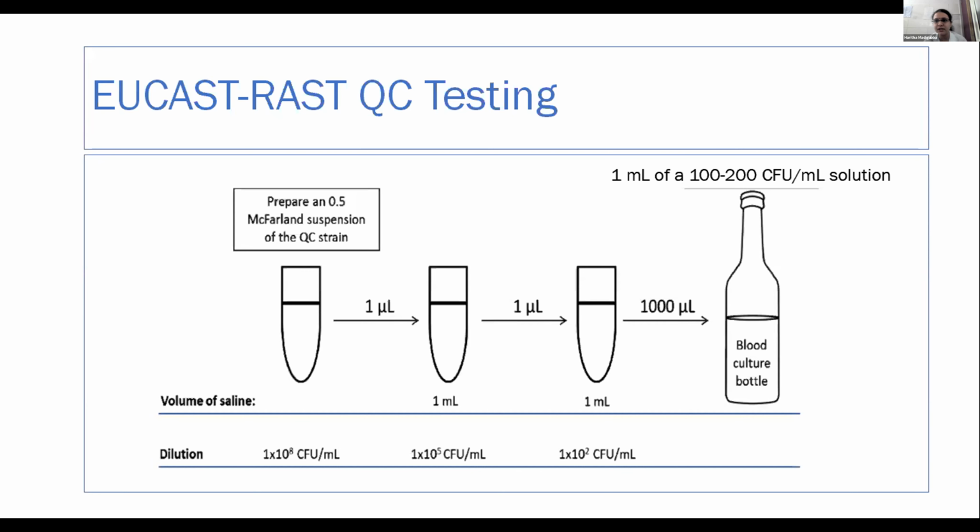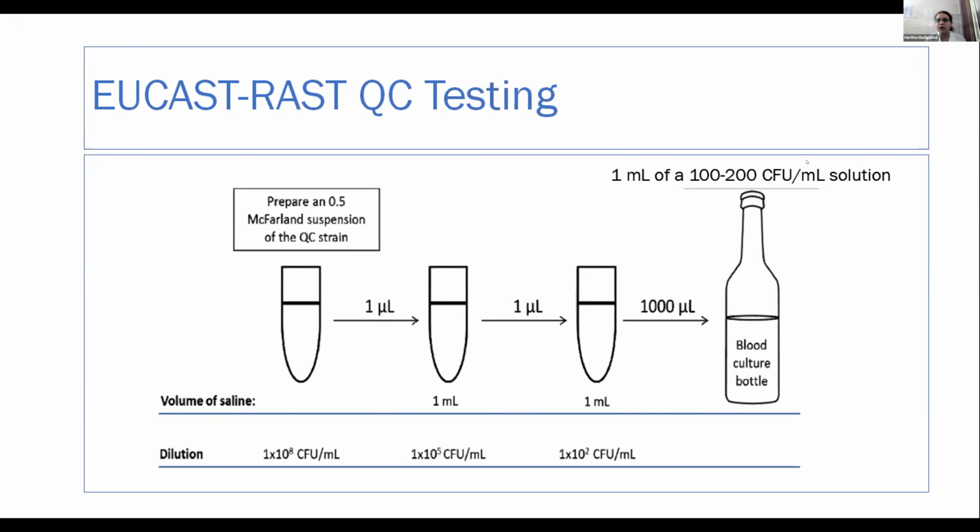Okay, so this is the procedure they have told. That is, first the 0.5 McFarland of the QC strain you'll be taking, then 1 microliter from this you'll be adding to 1 ml of the saline. Following this, you need to mix the suspension properly, and then 1 microliter again from this tube has to be suspended into the third tube of 1 ml of the saline again. And you need to mix the suspension properly again. And from this again 1000 microliters is taken and it is suspended into the blood culture bottle.